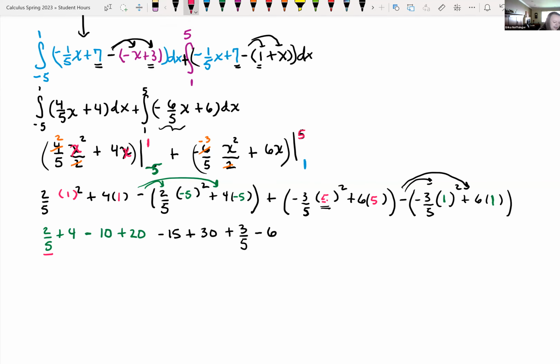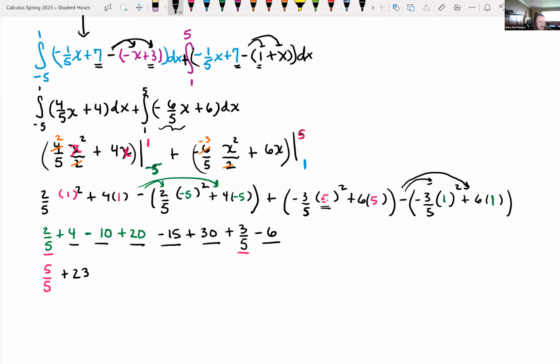So I notice that I have 2 fractions with a common denominator. So 2/5 plus 3/5 is 5/5, which is just 1, but I'll do that in a minute. We have 4 minus 10 is -6. -6 plus this 20 is 14. 14 minus 15 is -1. -1 plus 30 is 29. And 29 minus 6 is 23. So plus 23.